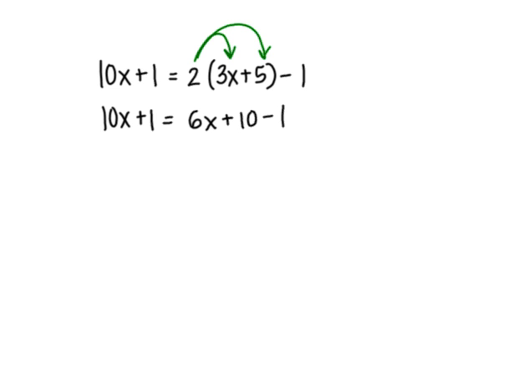Looking on the left side, 10x plus 1, those do not have any common terms. Looking on the right side, 10 minus 1 would combine. So I have 10x plus 1 equals 6x plus 9.